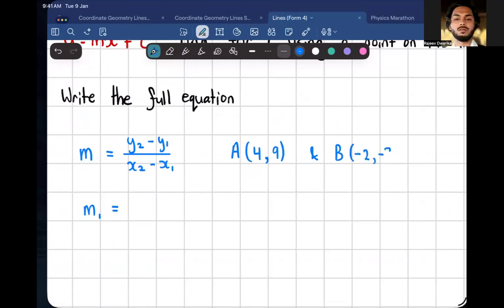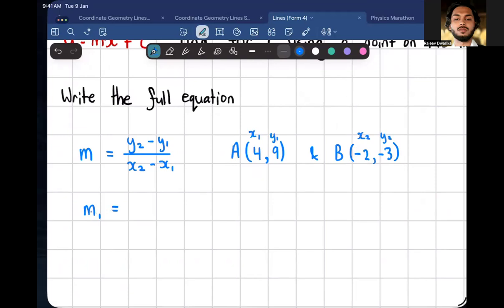All right. Okay. So we're finding the gradient of line AB. That's what we're doing, right? So Sienna, tell me, what would I call 4, 9? So what would I call that? So we think I should write it up here, X1, right? And 9 would be Y1, right? -2 would be X2, -3 would be Y2. Great.